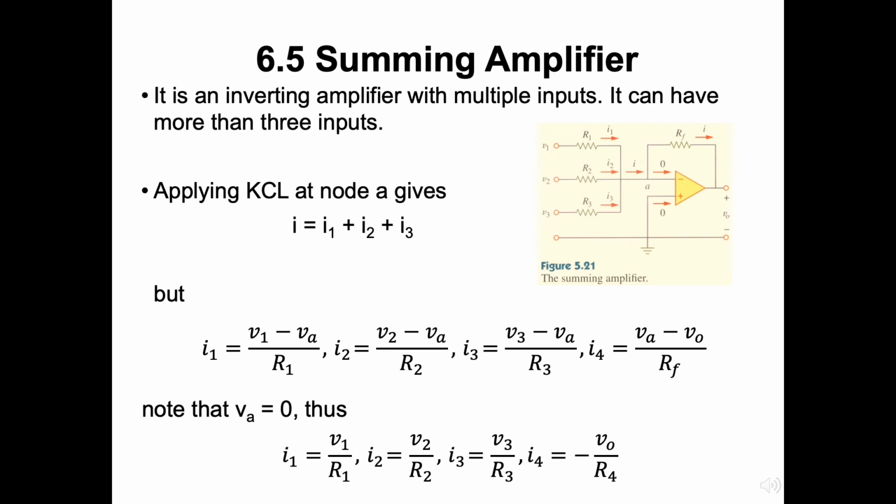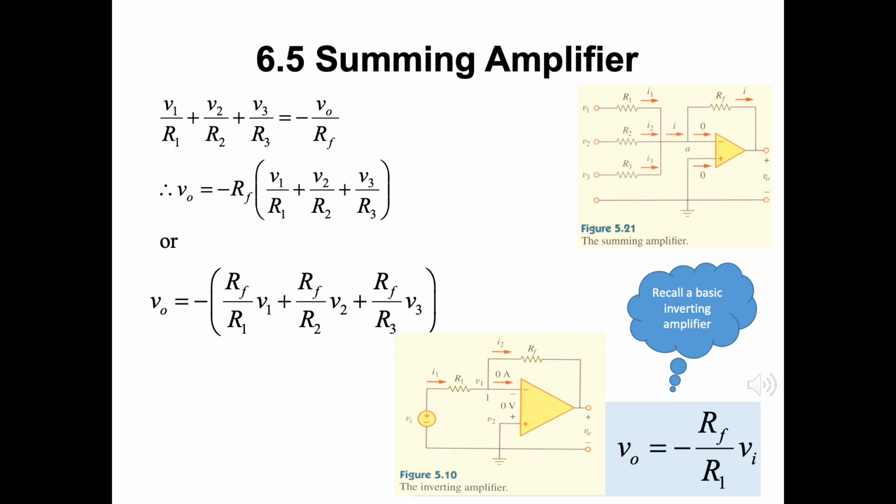When we apply KCL at node A, the current I is equal to the addition of currents I1, I2, and I3. Listing the voltage difference at each current with its resistor, we have the equations in the middle of this slide. Later, after applying VA as 0, we have all the currents as the 4 equations below. Arranging these 4 equations together gives us the equation for VO with the other voltages V1, V2, and V3.